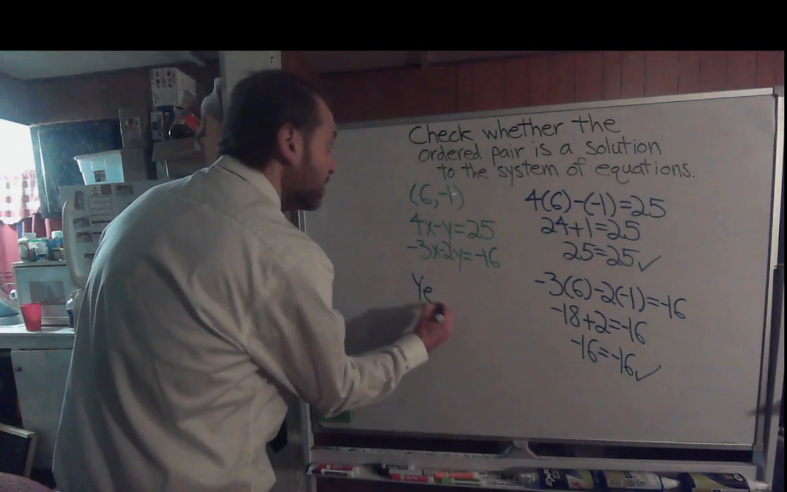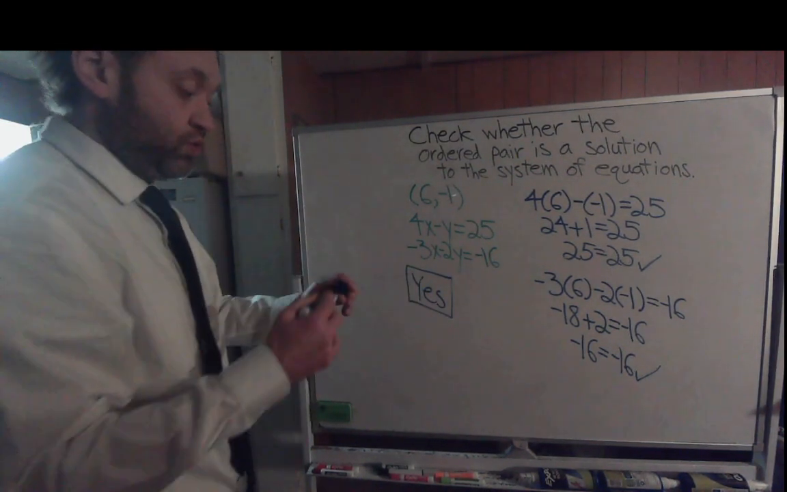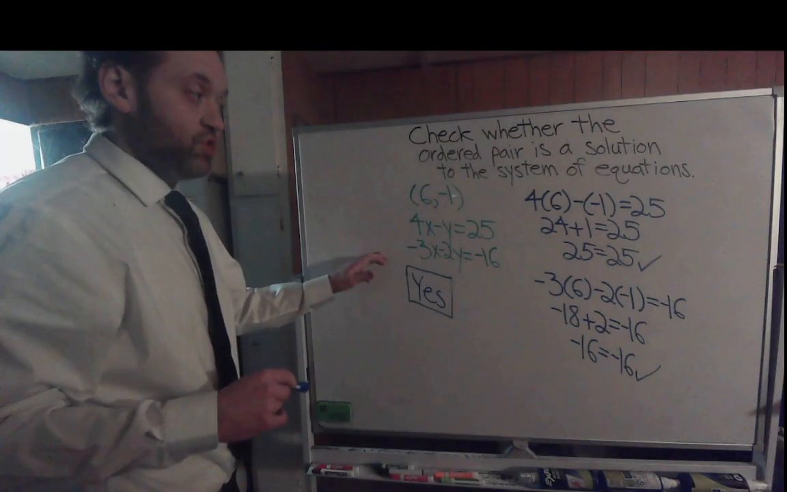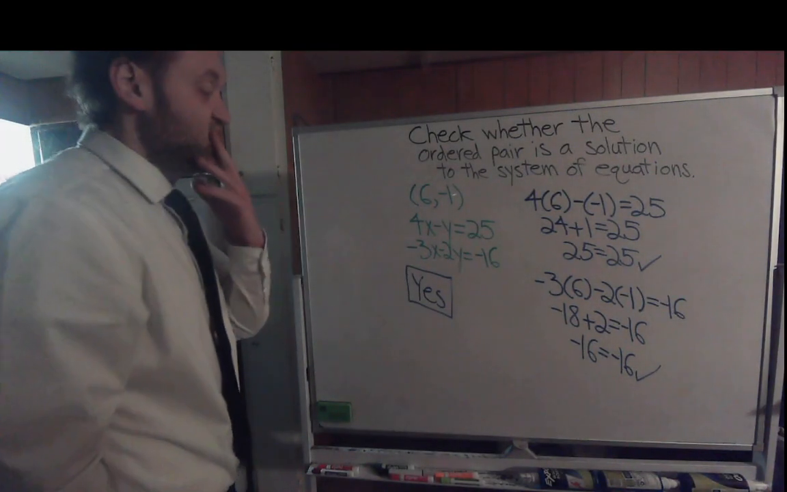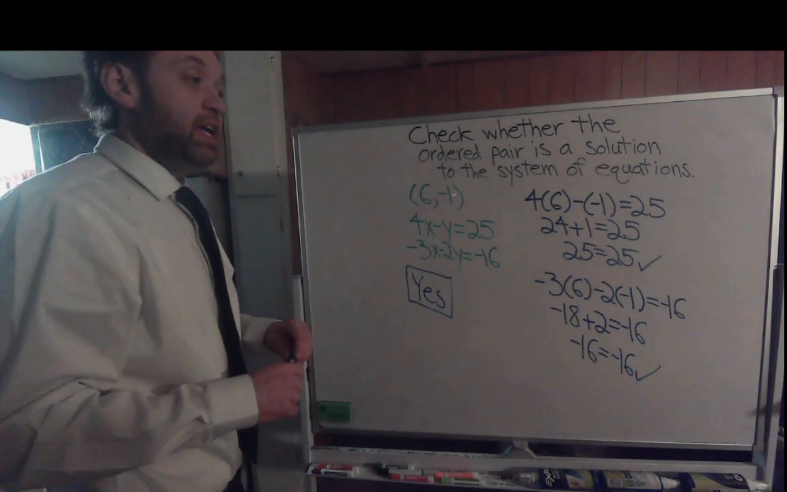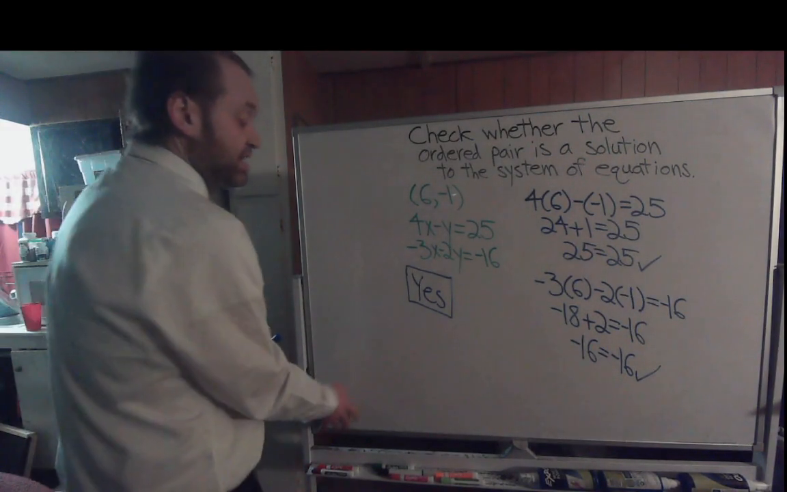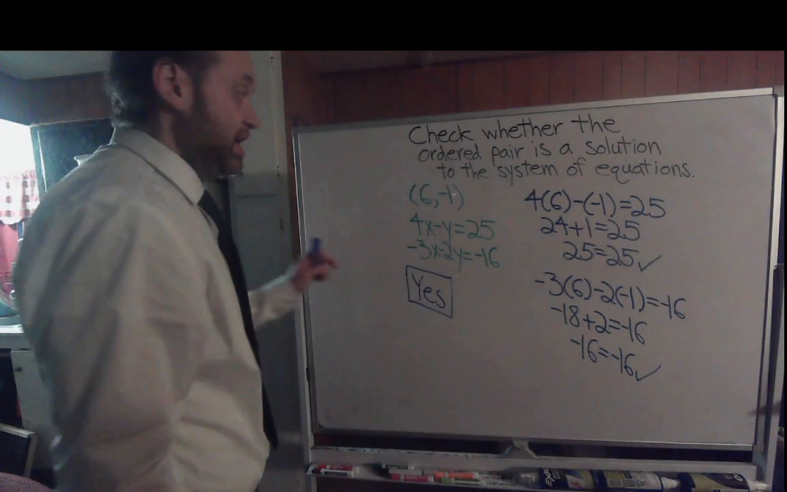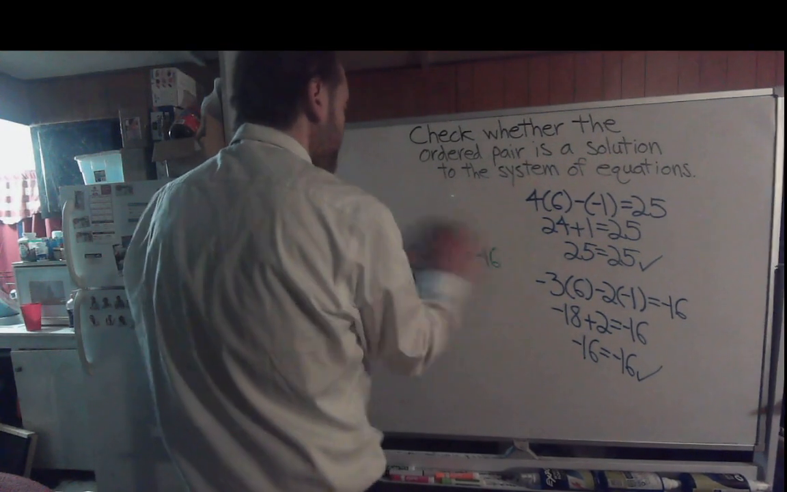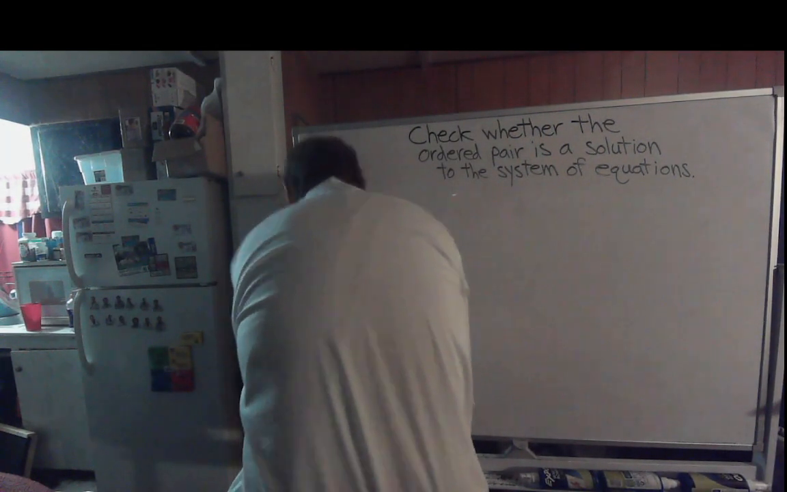This ordered pair is the solution to this system of equations. It checks out in both equations when you stick the x and y values into the equations. If it wasn't a valid solution for even one of them, then it's not a solution. It has to check out for both of them. All right, what's next?